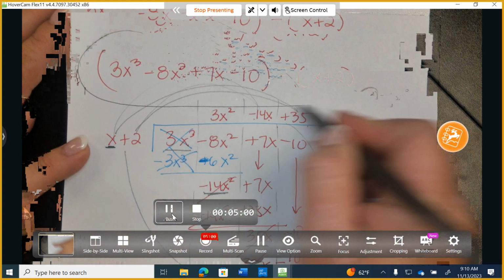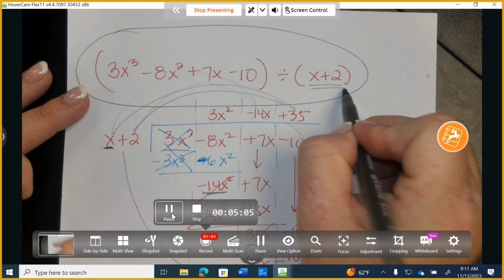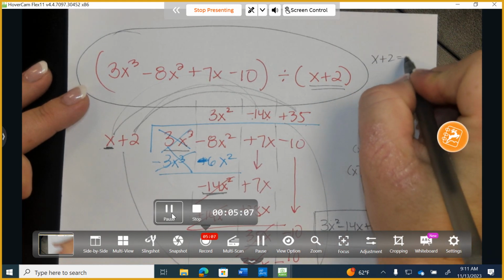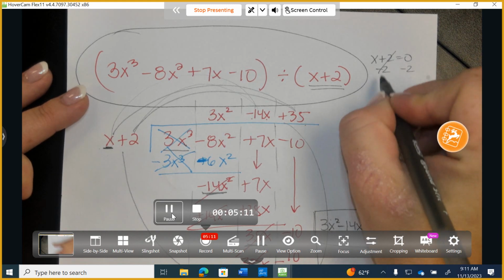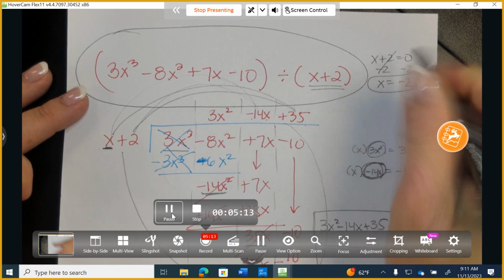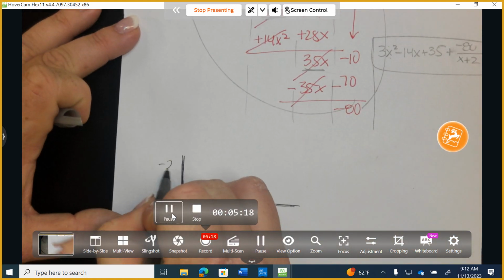We are now going to evaluate this using a different procedure. We're going to take whatever this quantity is, set it equal to 0, and solve. A lot of you can just do this in your head. So I'm going to subtract 2 from the other side to isolate the x. Whatever x equals, in this case it's -2, I want you to put that on the outside.